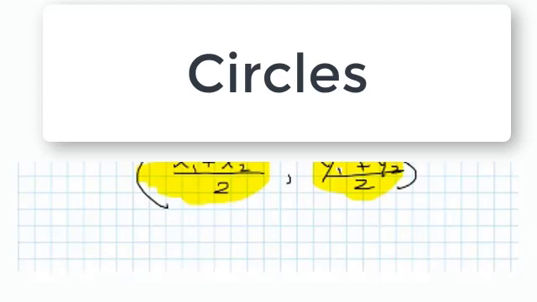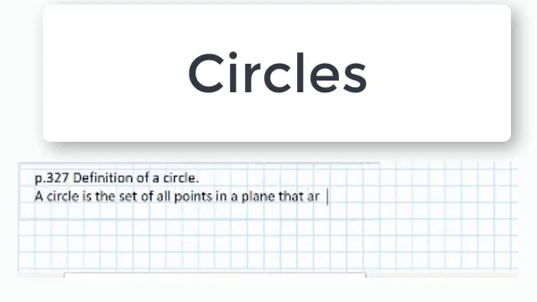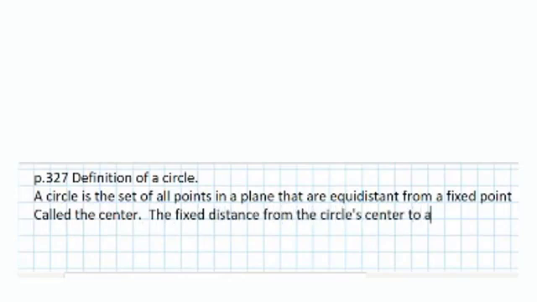We're going to be talking about circles. A circle is the set of all points in a plane that are equidistant from a fixed point called the center. The fixed distance from the circle's center to any point on the circle is called the radius.